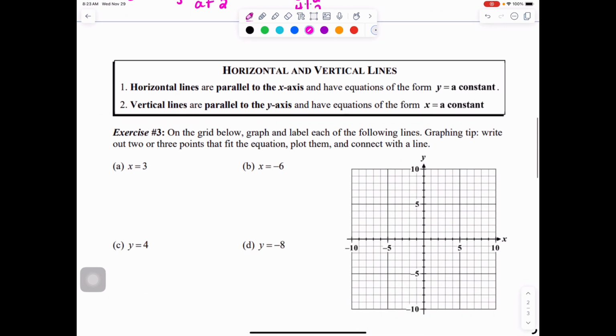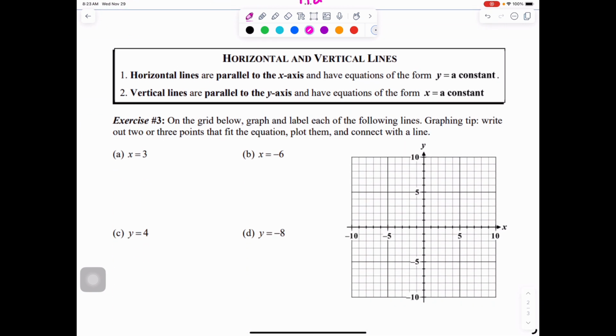Moving on, it says horizontal and vertical lines. One, horizontal lines are going to be parallel to the x-axis, so they have equations that are always going to be y equals a constant. Remember, constant just means number. So if you're horizontal, which means you're parallel to x, your equation is y equals a number. Vertical lines are parallel to the y-axis and have equations of the form x equals a constant, or a number.